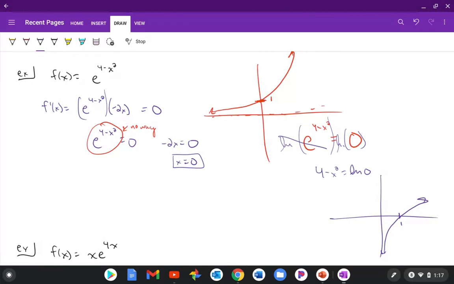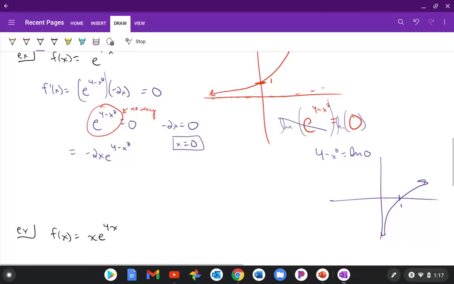So let's go ahead and get our second derivative. I'm just going to rewrite this first one as negative 2x e to the 4 minus x squared. Then our second derivative, we do have to use a product rule here. This is sort of our first function, so the derivative of that is negative 2. Keep our original second function, plus original first function, negative 2x, times the derivative of the second, which is e to the 4 minus x squared, times negative 2x.